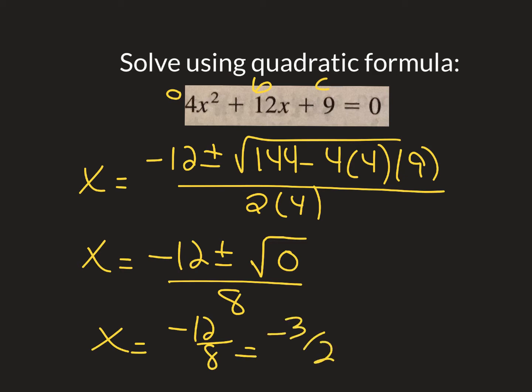Now, I'm going to be honest with you. That doesn't happen a whole lot. Usually you get radical answers and everything. The best time to use the quadratic formula is when you have a leading coefficient that is not 1. Once I saw that 4 in the front there, I knew I was probably going to use the quadratic formula as soon as I saw that.